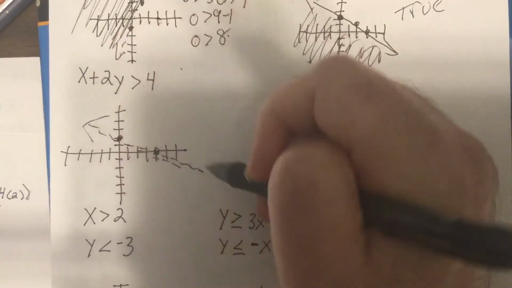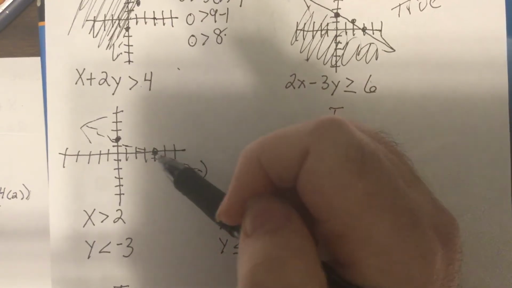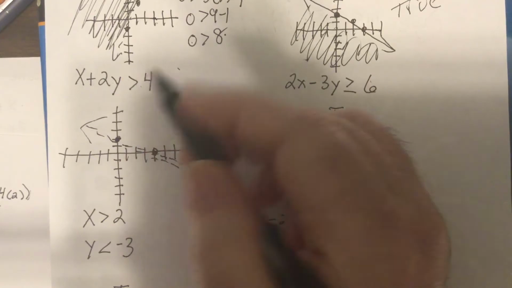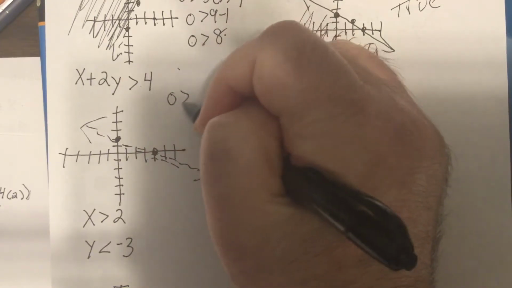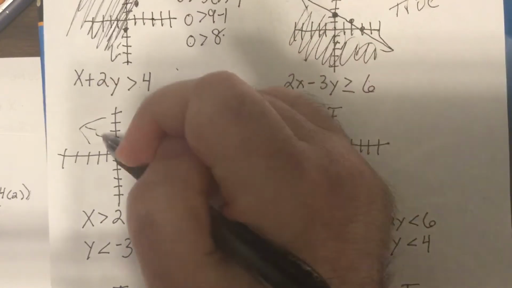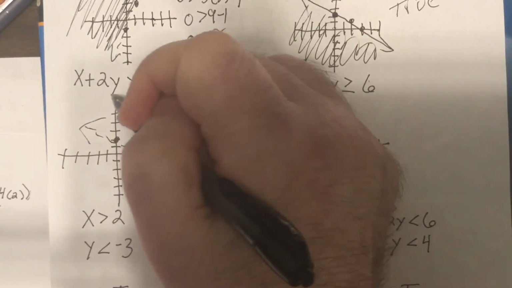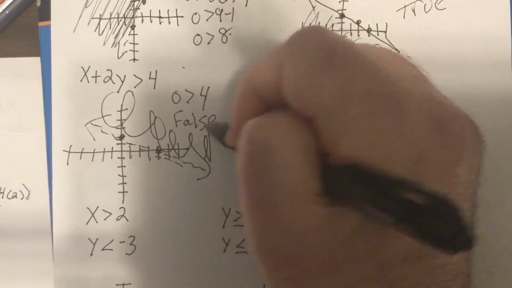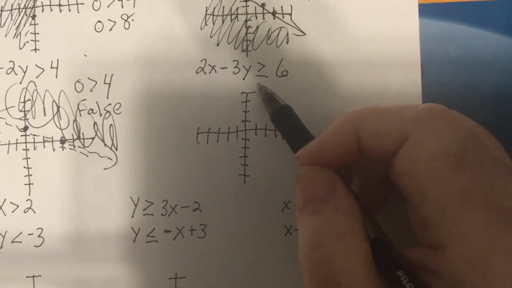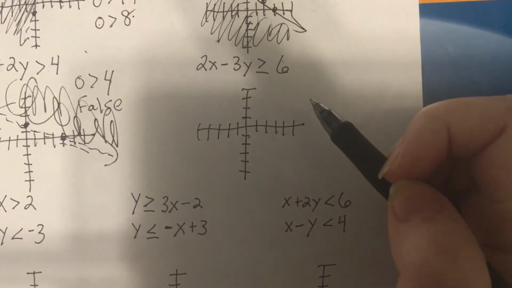Now, let's pick the point 0, 0. It's not on the line. Is 0 plus 0 greater than 4? Is 0 greater than 4? False. So this is the false side, so no shading, so this has to be the true side. So go ahead and try this one on your own and then turn me back on.